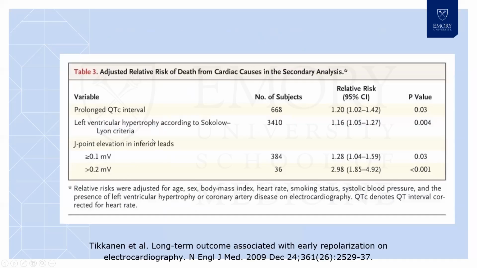Then they tried to compare J-point elevation to other known causes of sudden death. So for example, prolonged QT interval, the relative risk was 1.2, LVH 1.16, and J-point elevation was more or less in that ballpark, 1.28, and even potentially higher if the J-point elevation was greater than 0.2 in the inferior leads. So this is potentially a risk factor for arrhythmias in the same ballpark as prolonged QT interval, which we definitely are concerned about when we see a patient with that.